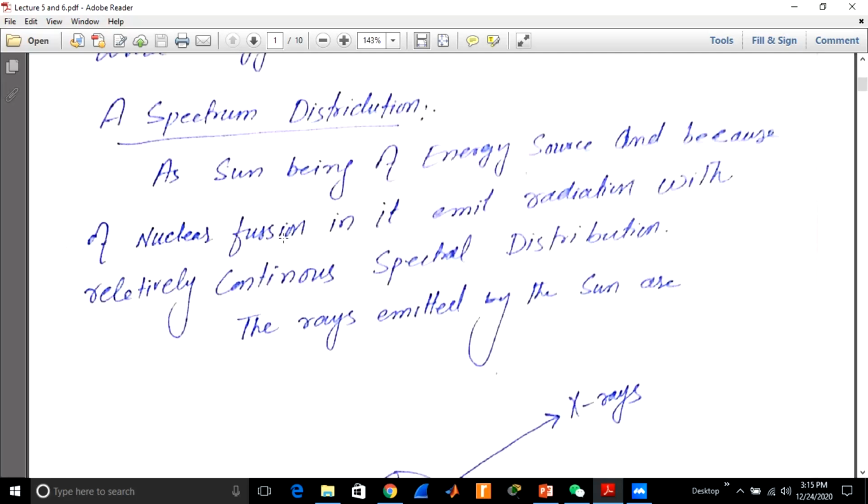And this is an exothermic reaction. You know what an endothermic reaction is and what an exothermic reaction is. In an exothermic reaction, the radiation will be emitted. In the nuclear fusion reaction, two hydrogen nuclei combine and form helium, and a high amount of energy is released. This reaction is called nuclear fusion.